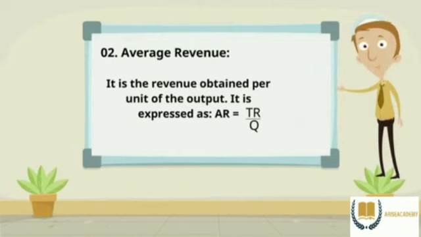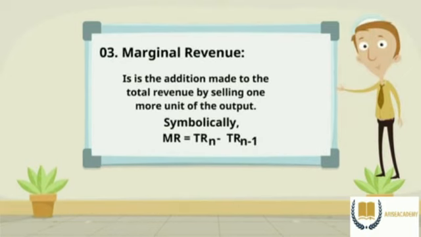Average revenue is the revenue obtained per unit of the output. It is expressed as AR = TR upon Q. Marginal revenue is the addition made to the total revenue by selling one more unit of the output. Symbolically, MR = TRn minus TRn-1.